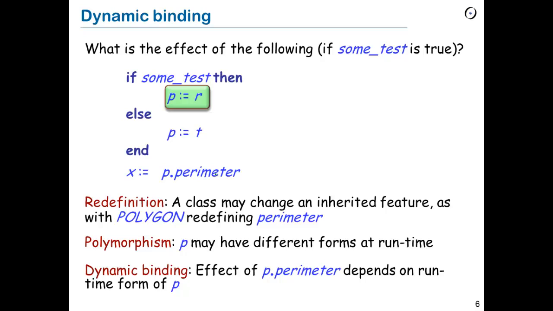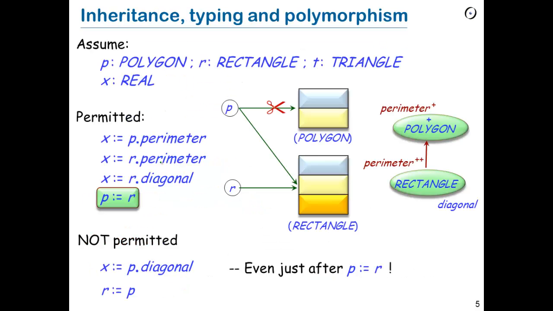The question is, what is the effect of p.parameter in case p is a polymorphic variable? So there's no question of static typing here, because parameter, as you remember, is a feature of class polygon, although it has different implementations in different descendants. So it has a first implementation in polygon, it has a second implementation in rectangle, and although I didn't reproduce it here, in class square, there's one more implementation which is going to be simply 4 times the side, since in a square, side 1 is equal to side 2, there's only one square value.